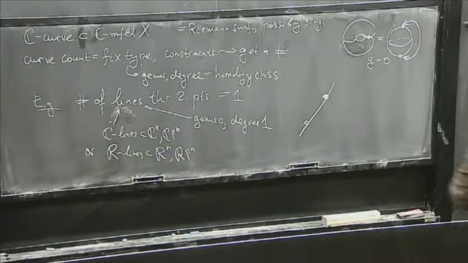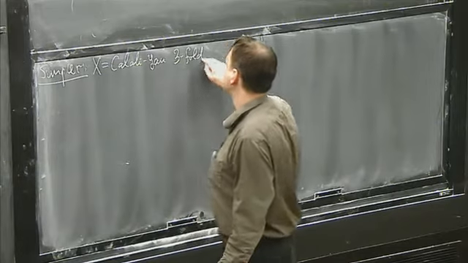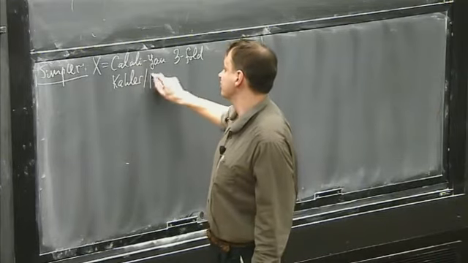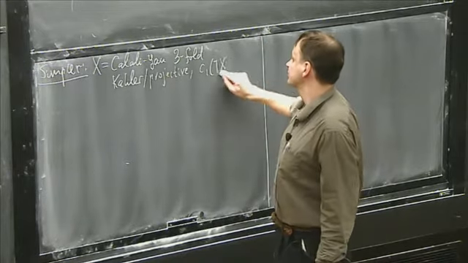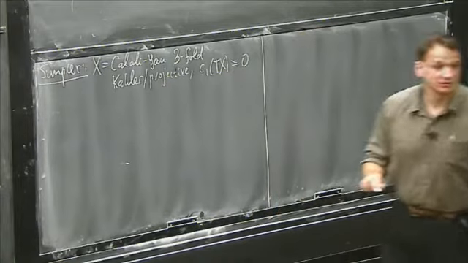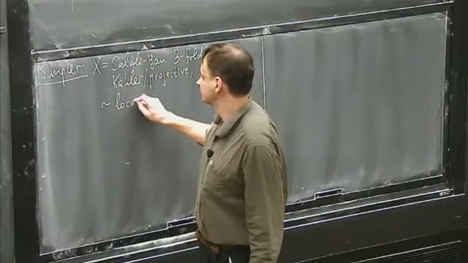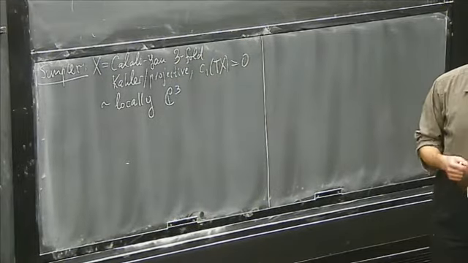So in some ways simpler is to take X to be a Calabi-Yau threefold. So all that means is that it's maybe Kahler or projective. So a technical term would be Kahler and projective, and C1 of the tensor bundle is 0. And sometimes people put other conditions on this. But really, one should think of this as being locally C3, with a little bit of additional structure.